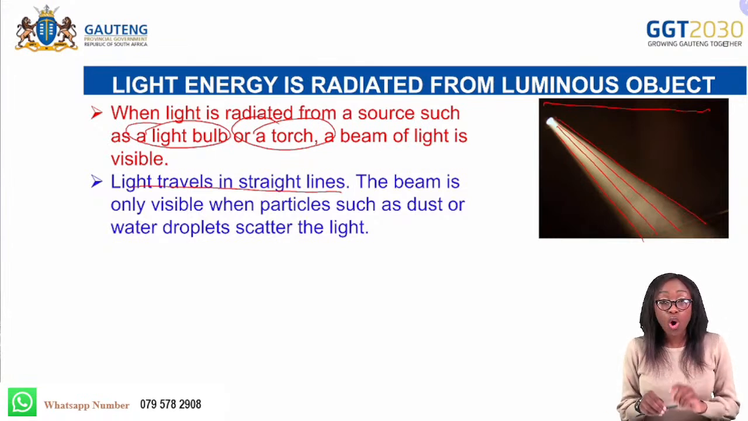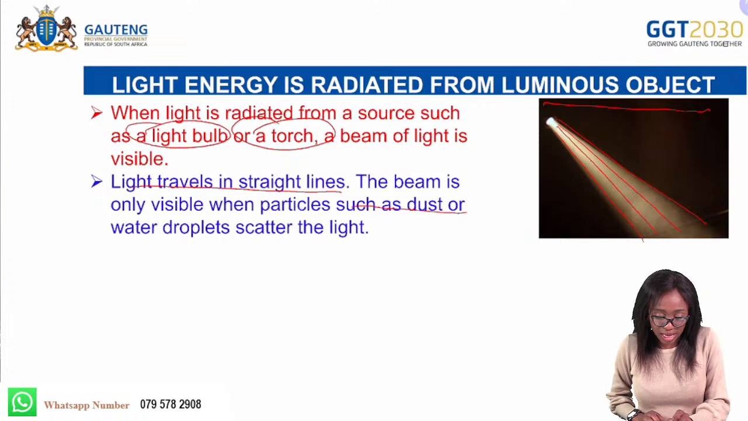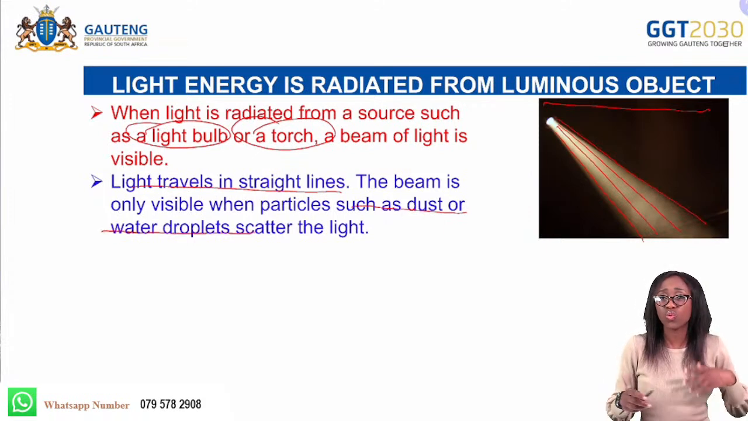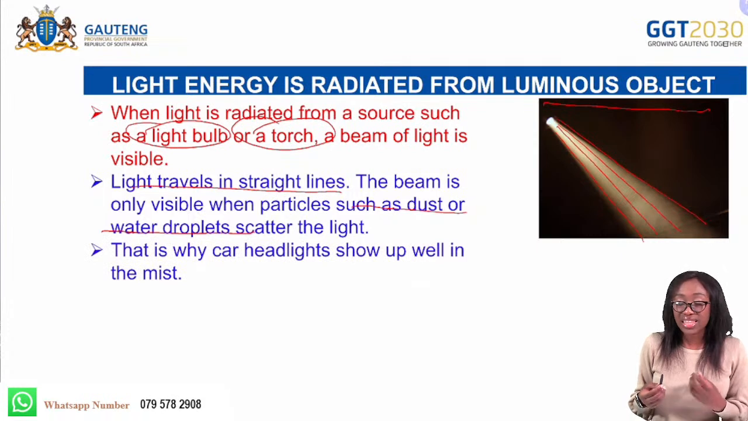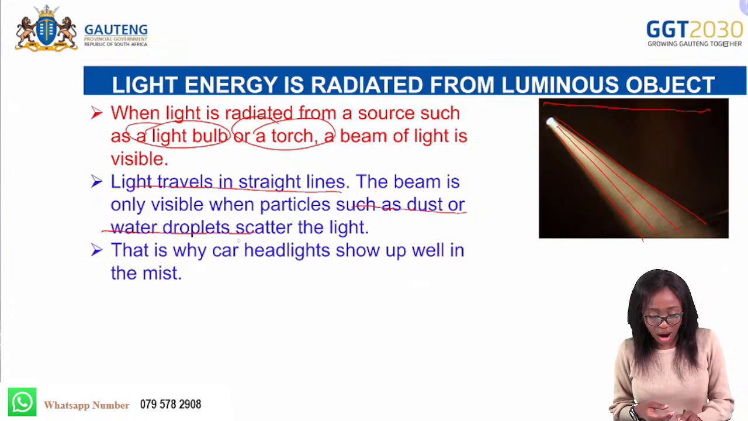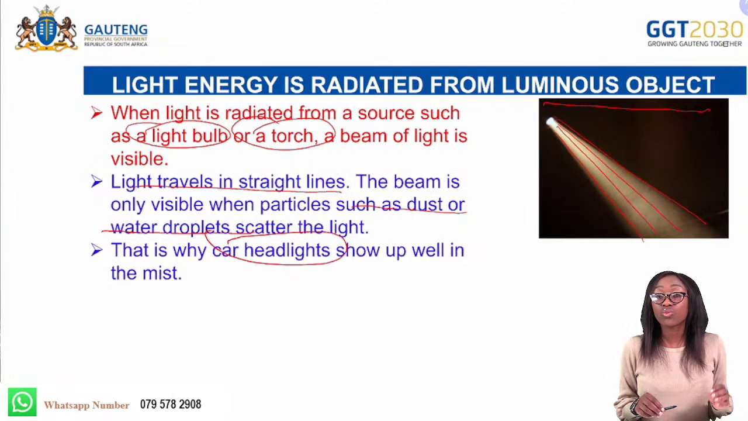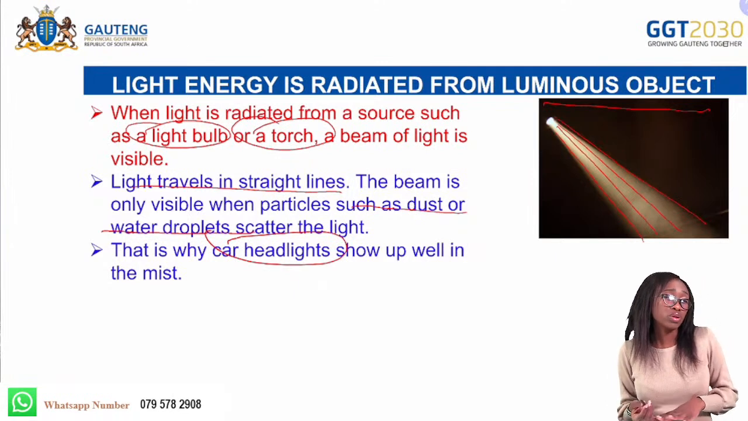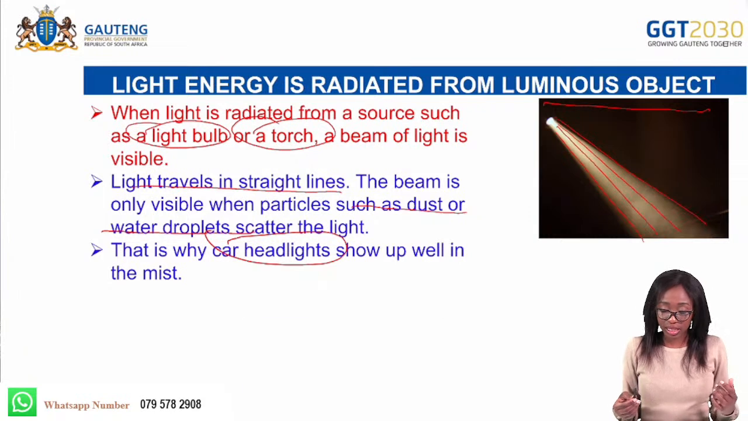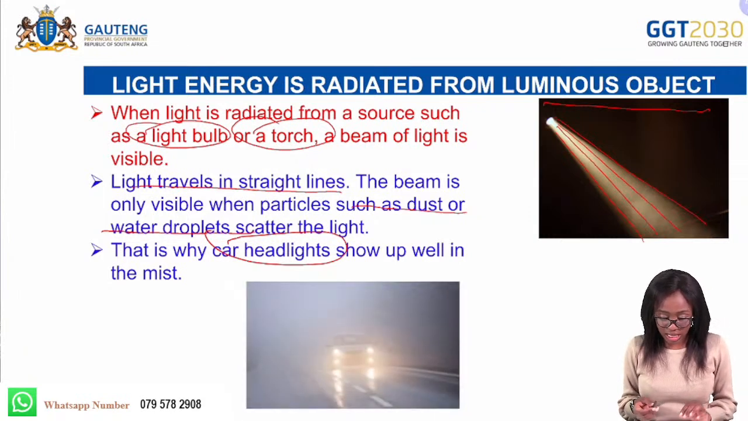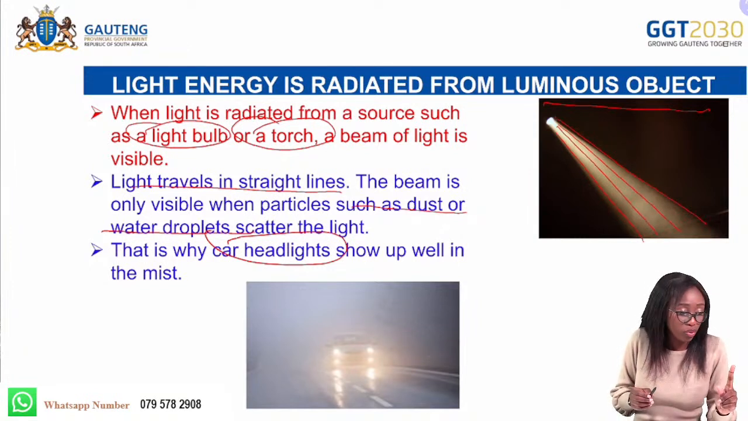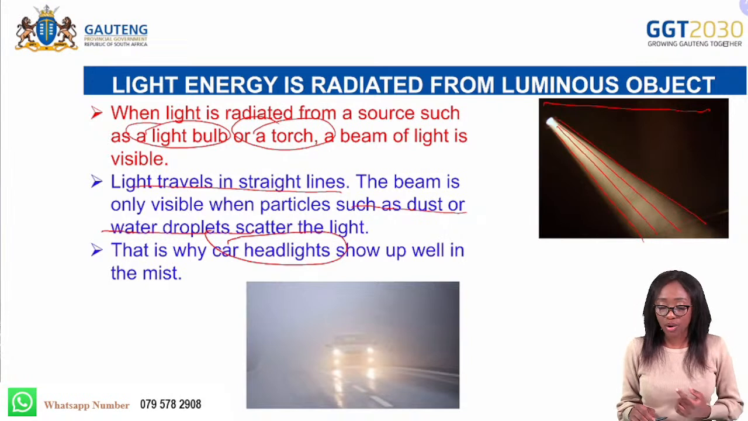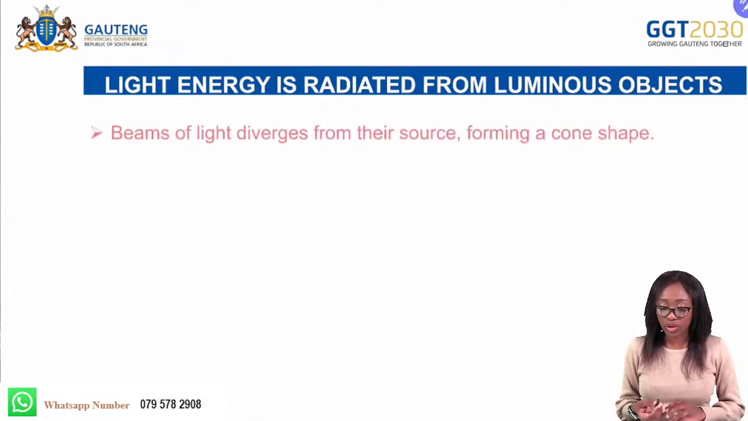So the beam is only visible when particles such as dust or water droplets scatter the light. So you're walking out and most probably there's a lot of dust particles within the air, so you are able to see that beam of light. That's why when there's a mist during the rainy months or the winter months, you can see the car headlights showing up well as the car is moving from point A to point B. That's how you're able to see that.